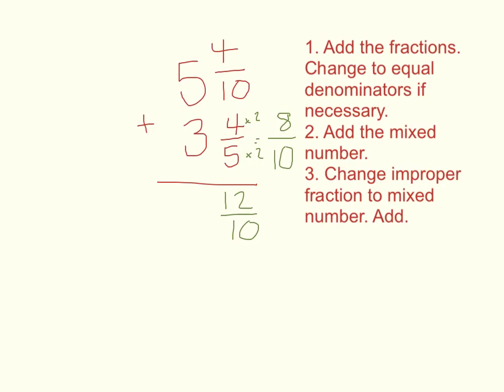Next, I'm going to add the mixed or the whole numbers off to the side, which is 5 plus 3. 5 plus 3 is 8.